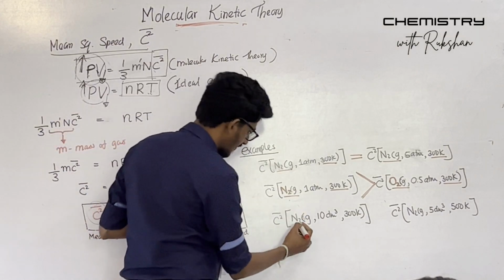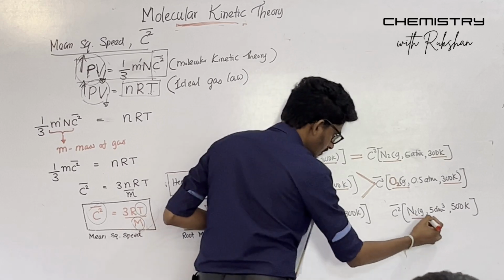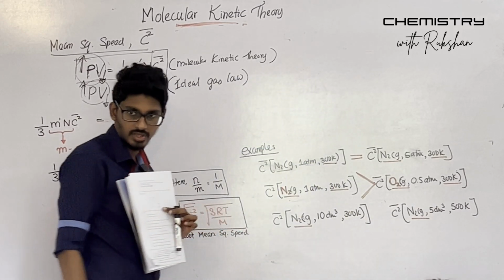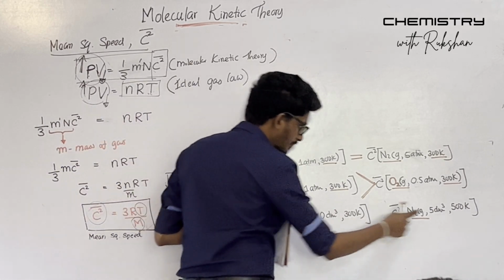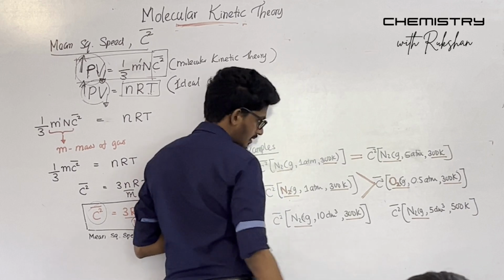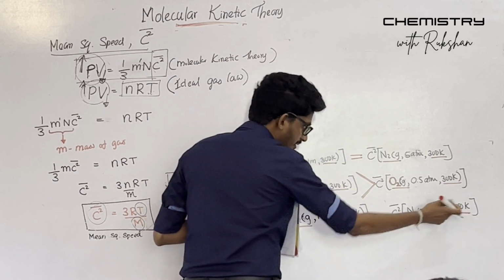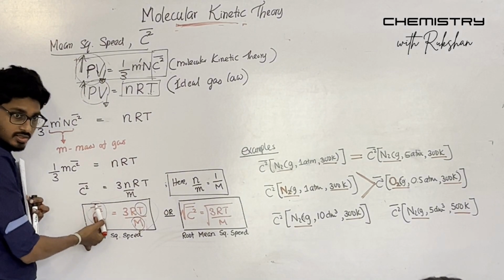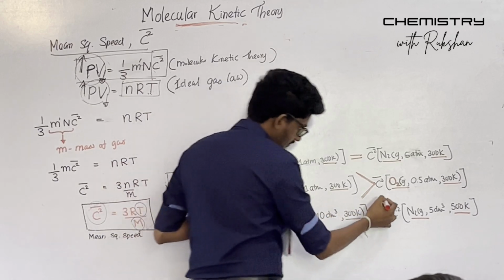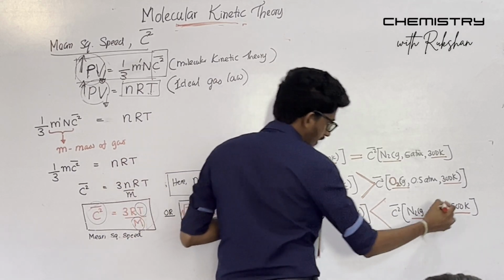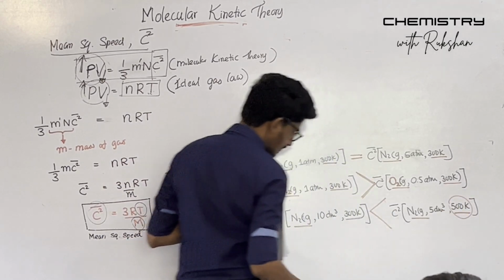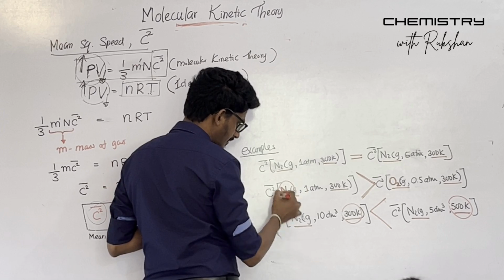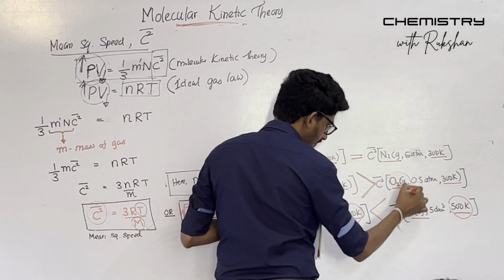Same gas, nothing to worry about the volume. Different temperatures. So greater the temperature, greater C squared bar is. So this one is greater. So you can highlight the temperature. Temperature, what it matters. Here the gas, what it matters.